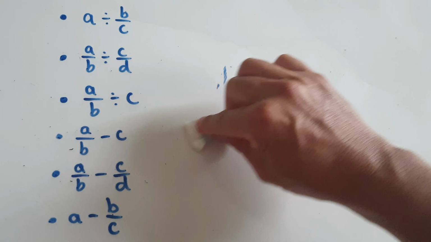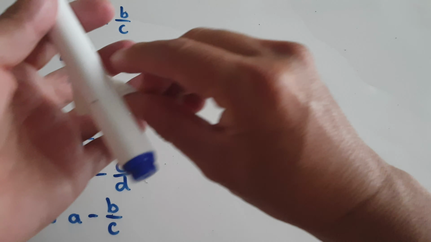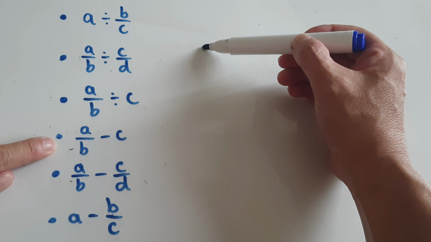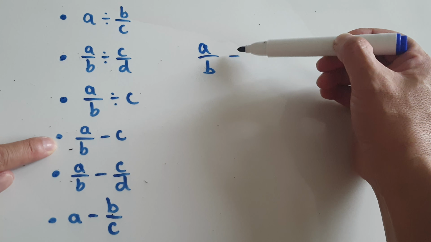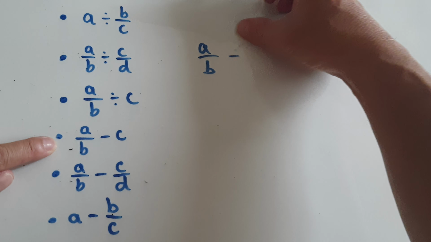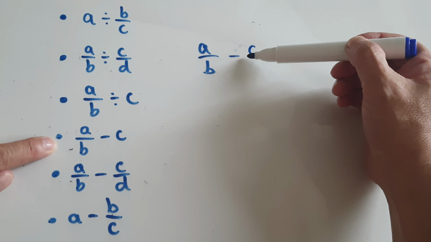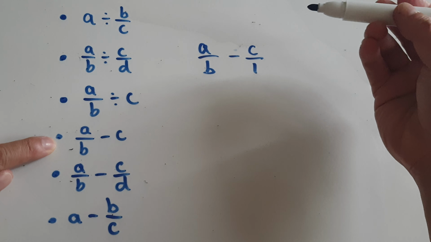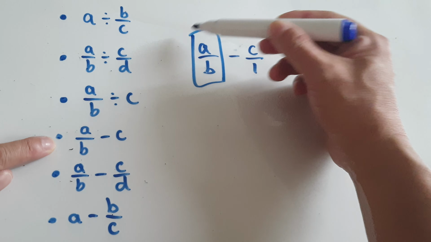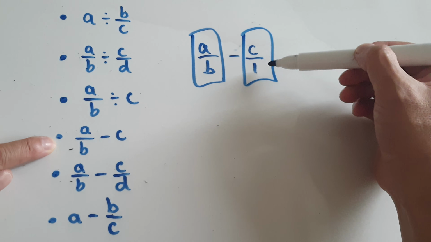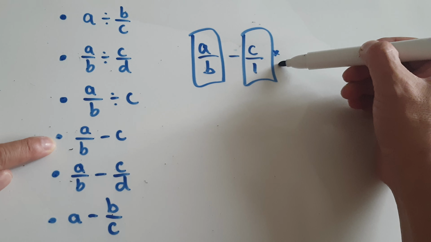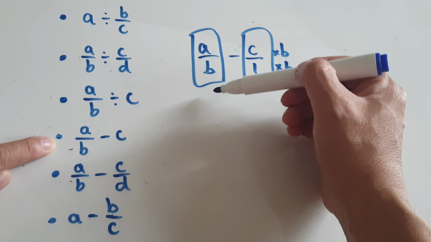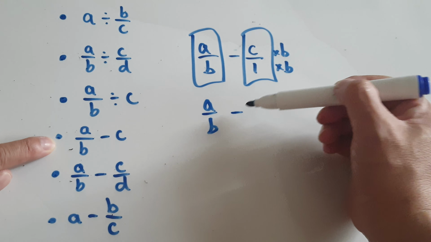The fourth one, when you add or take away fractions, remember the denominators have to be the same. So for this one here, a over b, take away c, imagine c as being c over 1. So to add or take away fractions, you've got to get the two denominators to be the same. So here you've got a denominator b, here you've got a denominator 1. So you times top and bottom here by the same number. Let's times it by b.